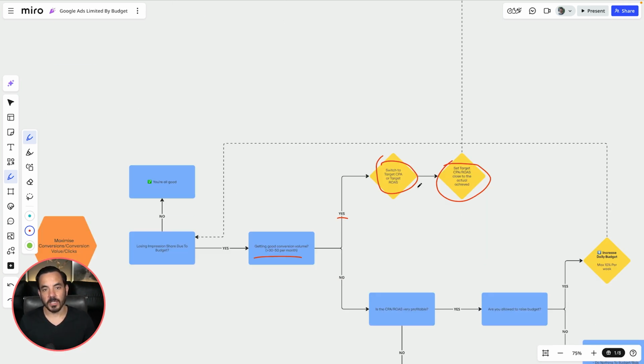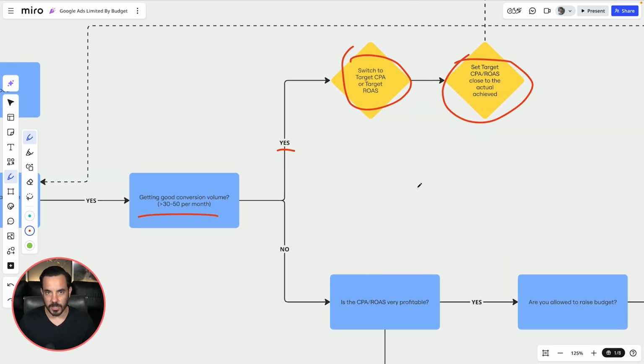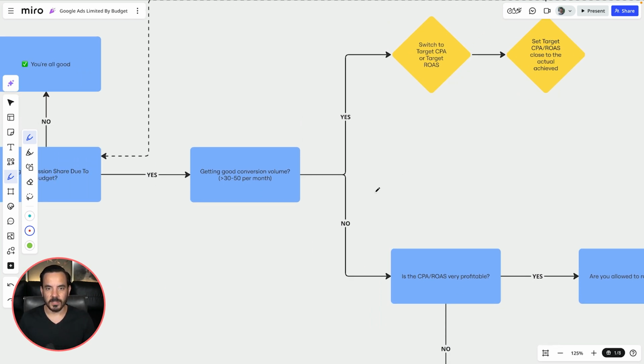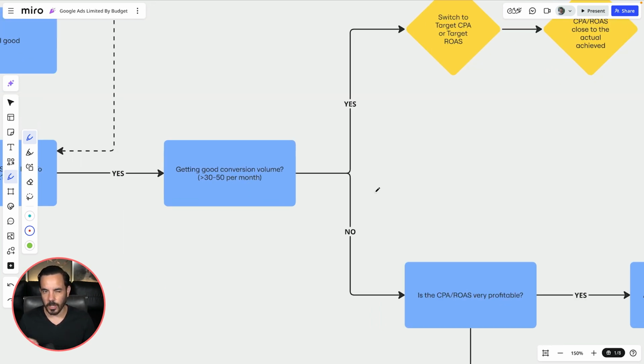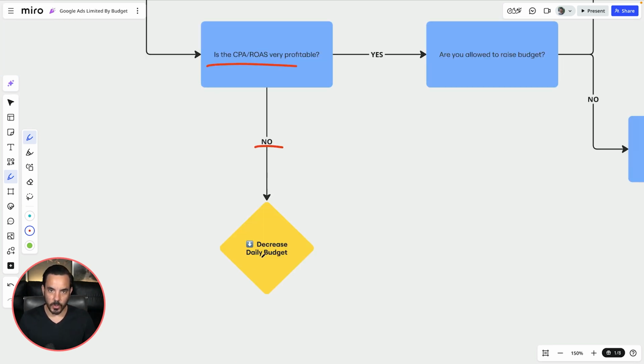If, on the other hand, you are getting lower conversion volume, then it might not be right to move to Target ROAS or Target CPA, as these bid strategies might not perform quite as well at low volume. If that's you, then next step is to ask yourself if your current CPA or ROAS within the campaign is very profitable. If the answer is no, then I recommend you just decrease your daily budget.